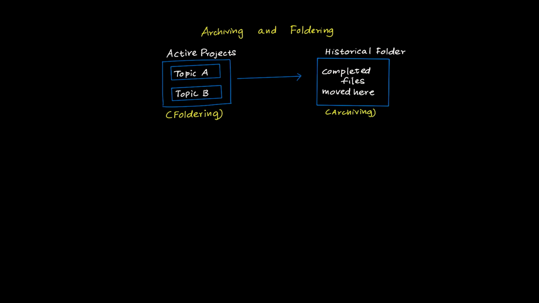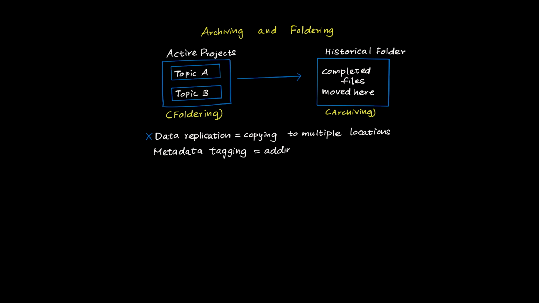Data replication stores the same data in multiple locations for backup or redundancy. Moving files to a historical folder is about organization, not making copies across servers. Metadata tagging adds descriptive labels to data for identification and search. The analyst is physically reorganizing files into folders, not adding descriptive tags to the files themselves.